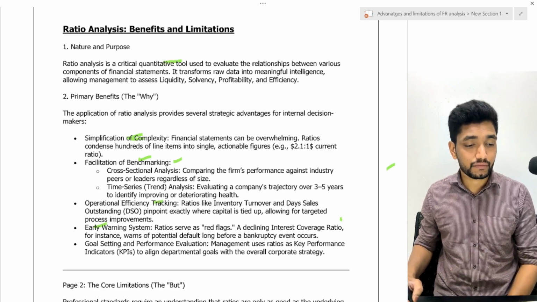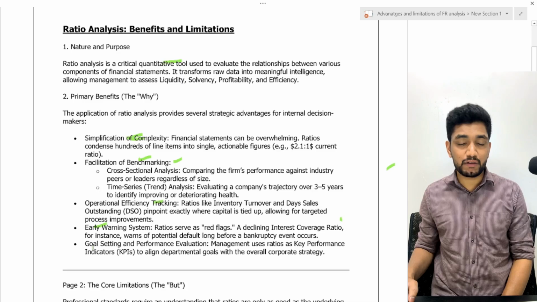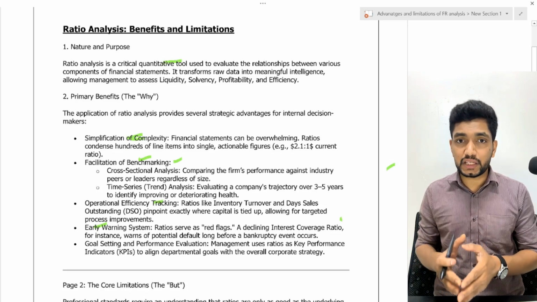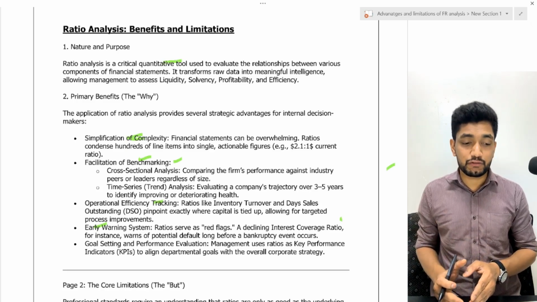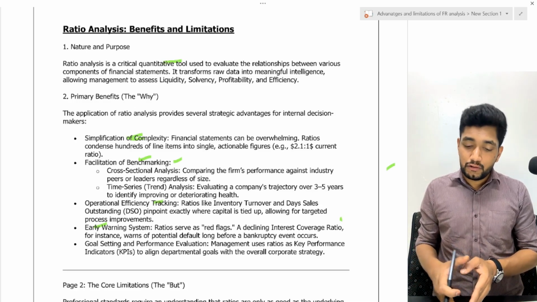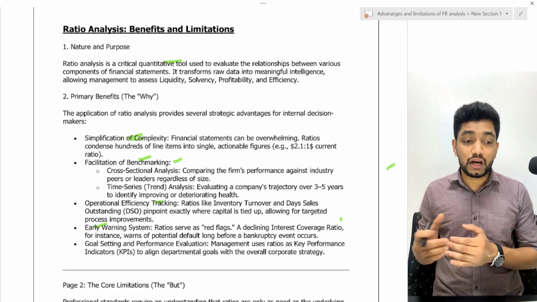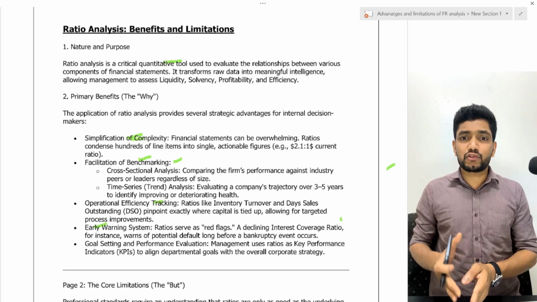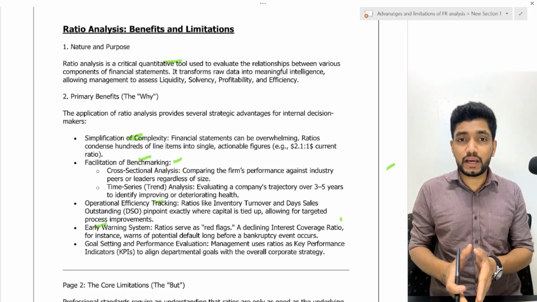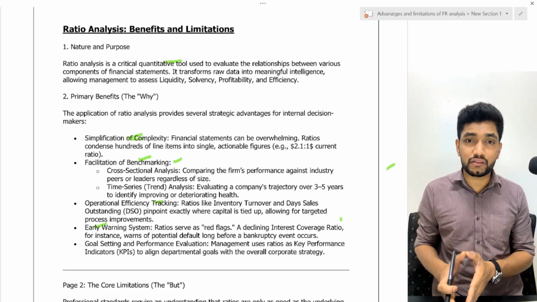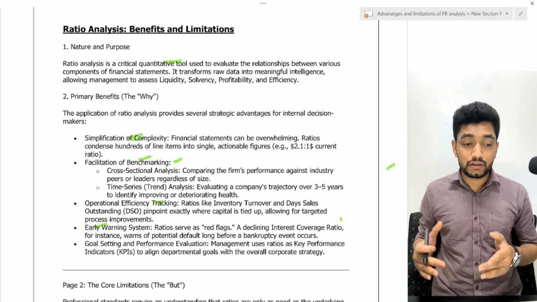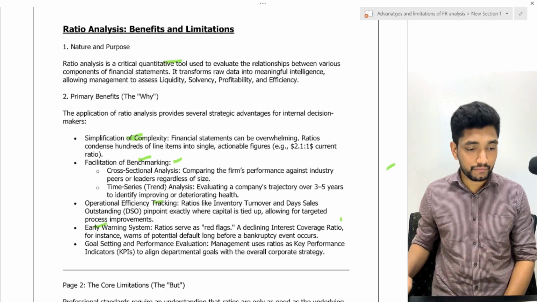Then, goal setting and performance evaluation. Management can use key ratios, like different types of activity ratios, as KPIs, key performance indicators, to measure the performance of the company. To evaluate performance, there should be measurable metrics in place. So ratios can be good KPIs, or measurable metrics, for goal setting and performance evaluation.